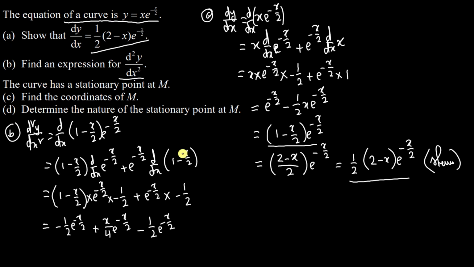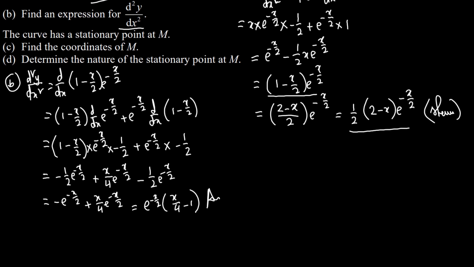So minus half and minus half makes minus e to the power minus x by 2, then plus x by 4 e to the power minus x by 2. We can simplify it by taking e to the power minus x by 2 common, then the remaining part is x by 4 minus 1. So this is our expression for d square y by dx square for the second part. Let me go to the other part of the question.